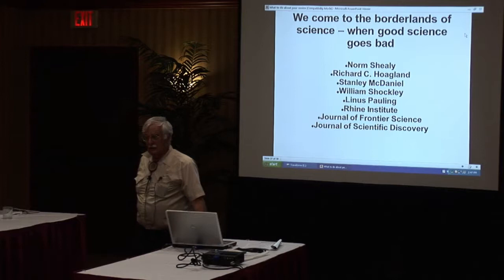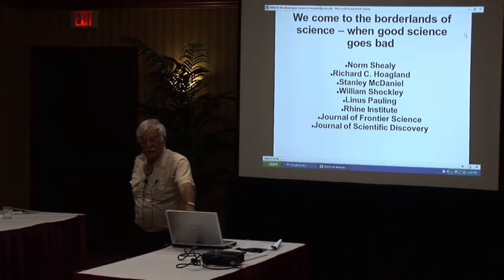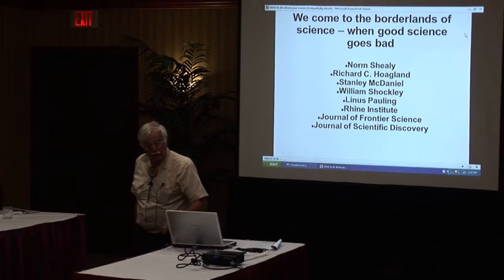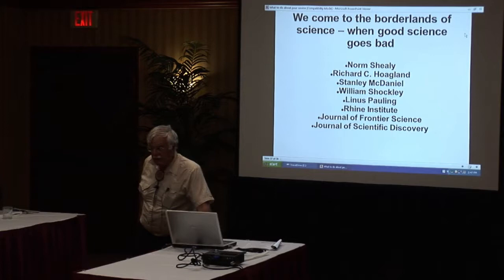These are some of the names. Shockley and his racism. Pauling with his vitamin C, that nonsense. We have the Ryan Institute out of Duke University. We look at Ryan's research, and it's just so methodologically flawed. Stanley McDonald. I'm going to get to some of these cases. And this is really tricky. I don't know how you deal with it. I think I know how you deal with it, but God.